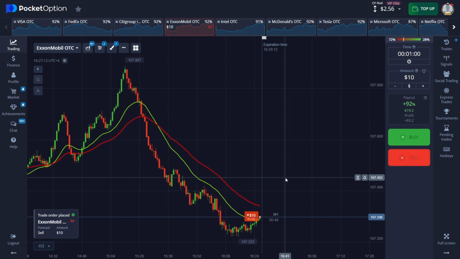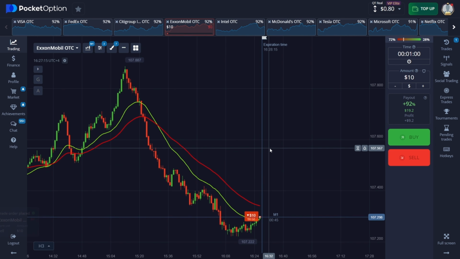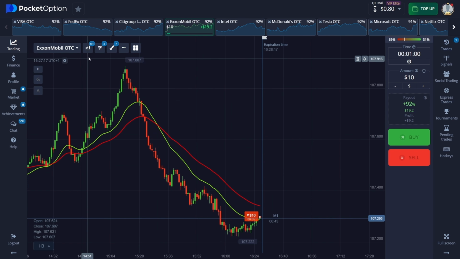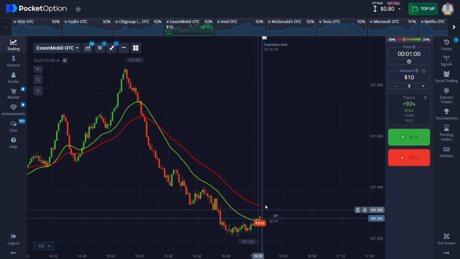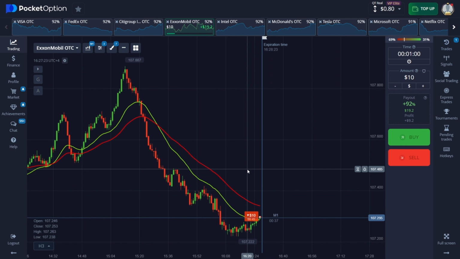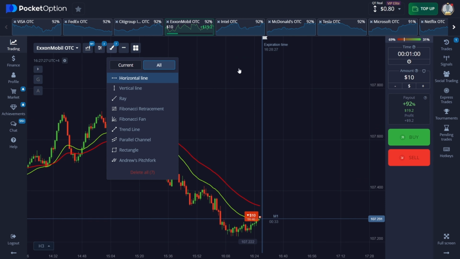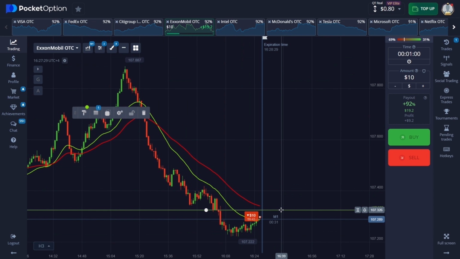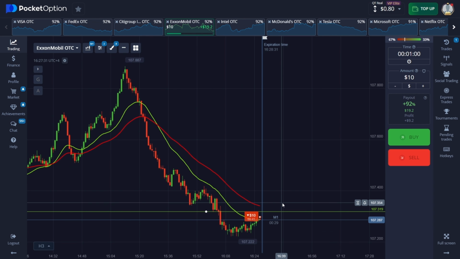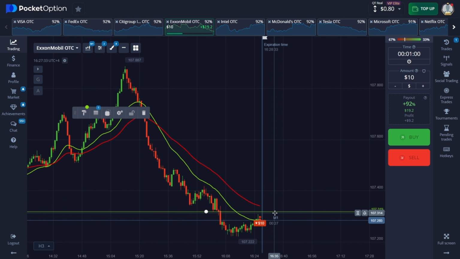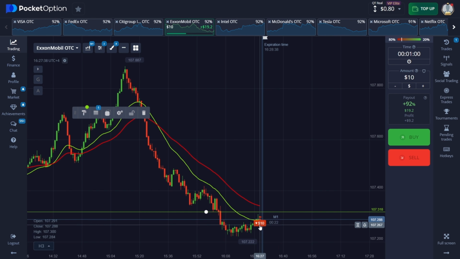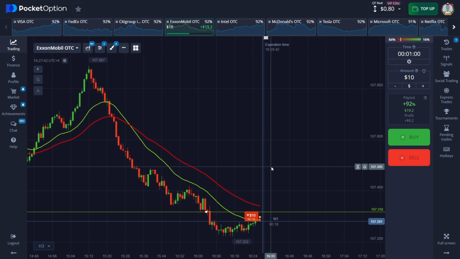Here we have a trade, and I placed a trade for the downside move on ExxonMobil OTC from the moving average. Here you can see a downtrend, and the candle is taking a retracement from the 25 EMA. You can also see a resistance level here. I know it's a little bit far, but this candle should close as a red candle. That's why I took this trade for the downside move, and the trade is currently in our favor. Let's see.